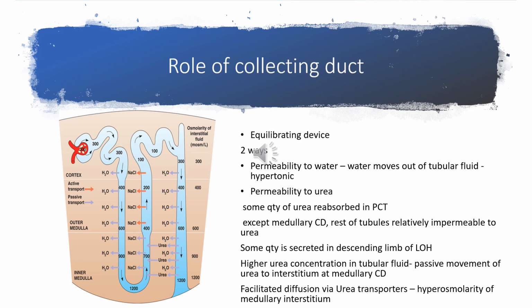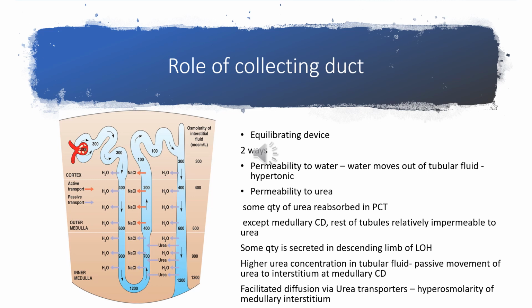So in the medullary part of the collecting duct, this tubule is permeable to urea. Other than this medullary collecting duct, the rest of the tubules become relatively impermeable to urea. In the proximal convoluted tubule, some part of urea will be reabsorbed and the rest of the tubule will be impermeable to urea other than the medullary part of the collecting duct. And some part of urea will be secreted into the tubular fluid in the descending limb of loop of Henle.